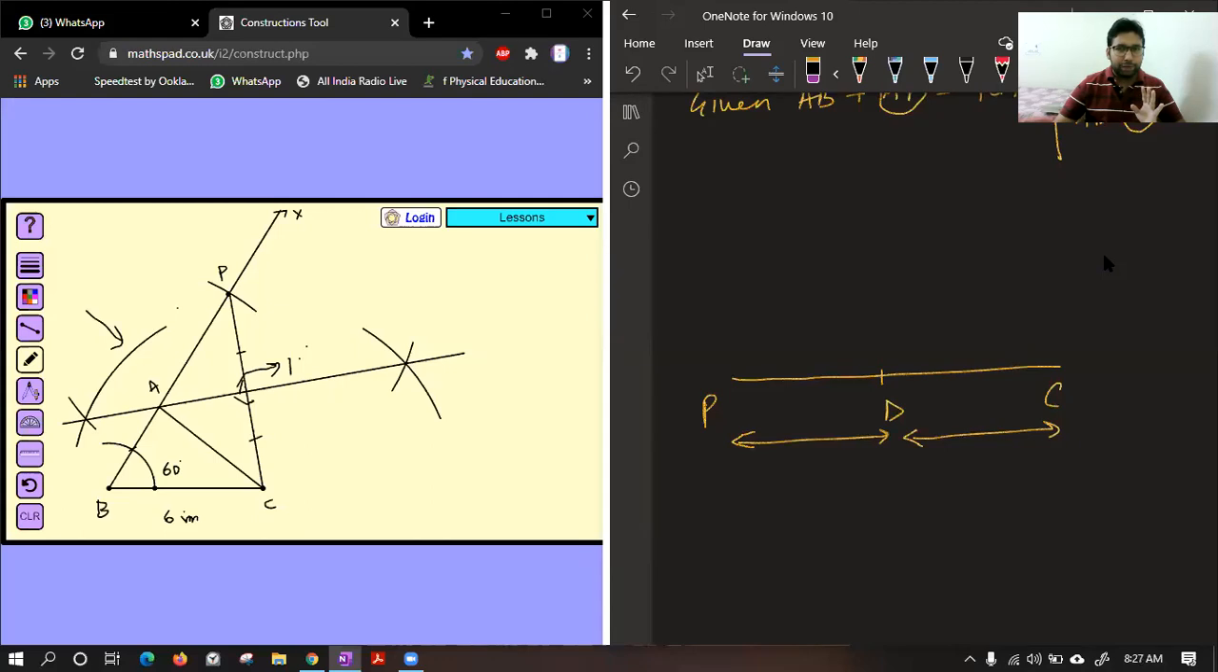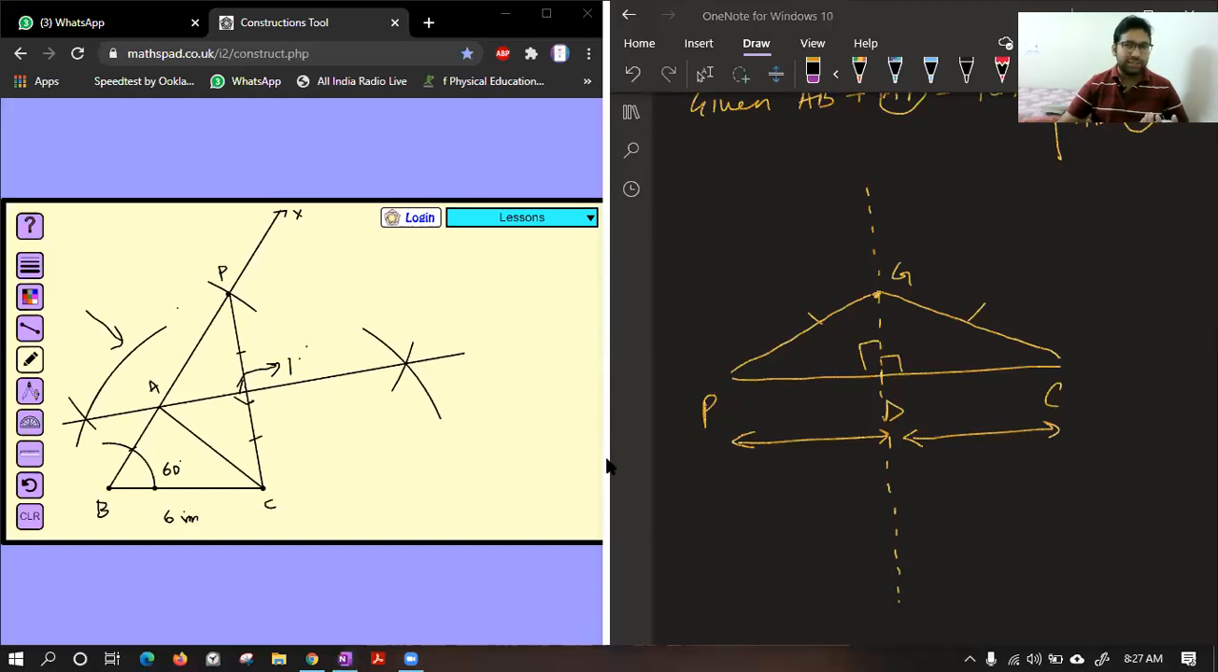Now if I take a perpendicular on this midpoint D, what will happen? Wherever I take a point on this perpendicular, that point will be at an equal distance from the other two points. Will that be correct? If I say G is a point lying on the perpendicular bisector of this PC, can we say GP equal to GC? We can say.